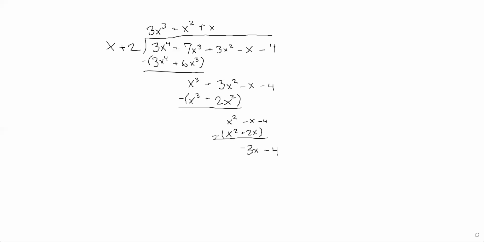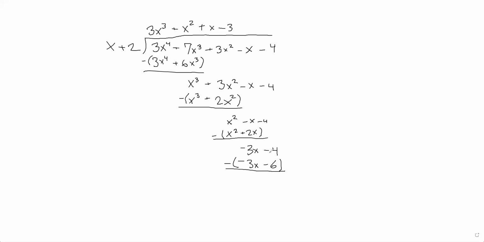All right, we're almost there. Now we're going to do x into negative 3x. How many times can x go into negative 3x? That would be negative 3. So we're going to multiply our constant by x and then by 2. So negative 3 times x is negative 3x. Negative 3 times 2 is negative 6. Parentheses, subtract. So the 3x's are going to cancel.